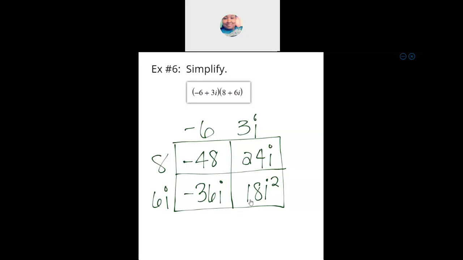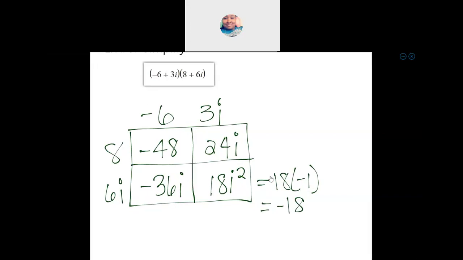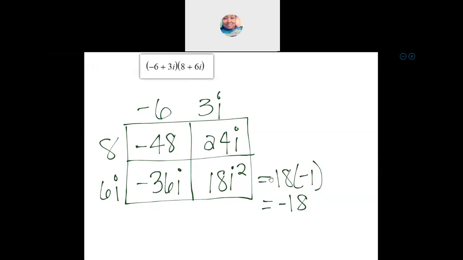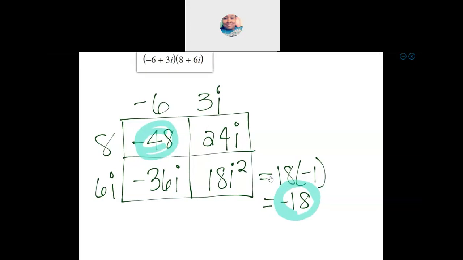So now the first thing I want to do is rewrite this box right here because I have i squared. So I want to rewrite that as not 18i squared, but actually 18 times -1, which is -18. And so from there, combine like terms. So the first thing I want to do is definitely combine the numbers. So -48 and -18, if I add those together, I get -66.